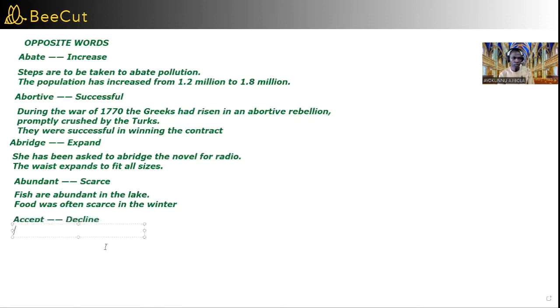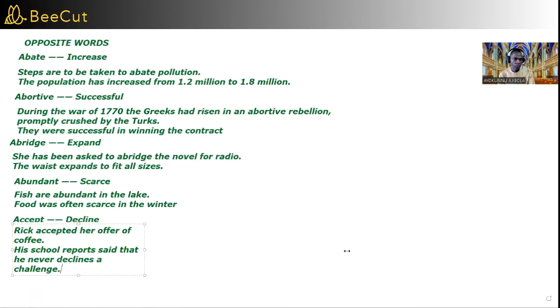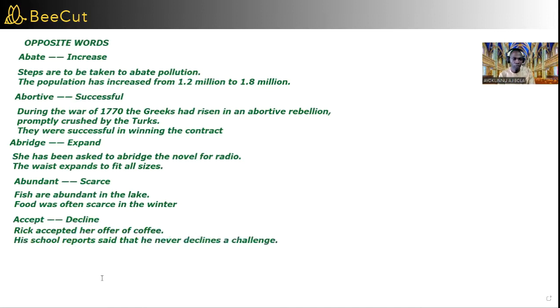So let's use the sentences. Rick accepted our offer of coffee. Then his school report said he never declined the challenge. So these are examples of sentences using accept and decline. Then there is another way. There's another opposite of accept, which is refuse.